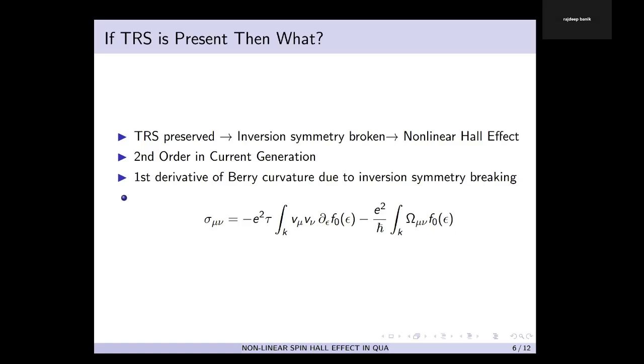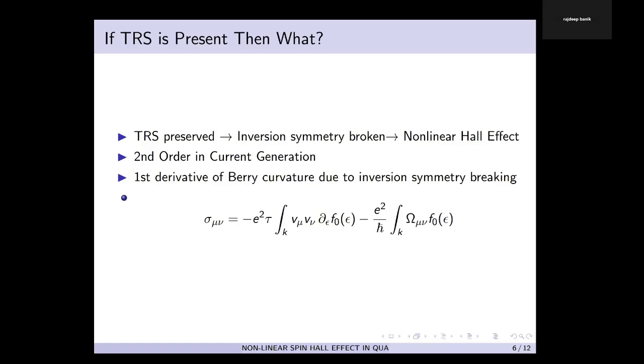If my time reversal symmetry is not present, then I'll get a charge current. But if my time reversal symmetry is present in the system, and I still want to get the current, I have to break the inversion symmetry, and for that I will get a non-linear Hall effect. So what is the non-linear Hall effect? In the linear region, the current varies with the first order of the electric field, but in the non-linear region, the current varies with the quadratic power of the electric field. That is why it is called the second order current generation.